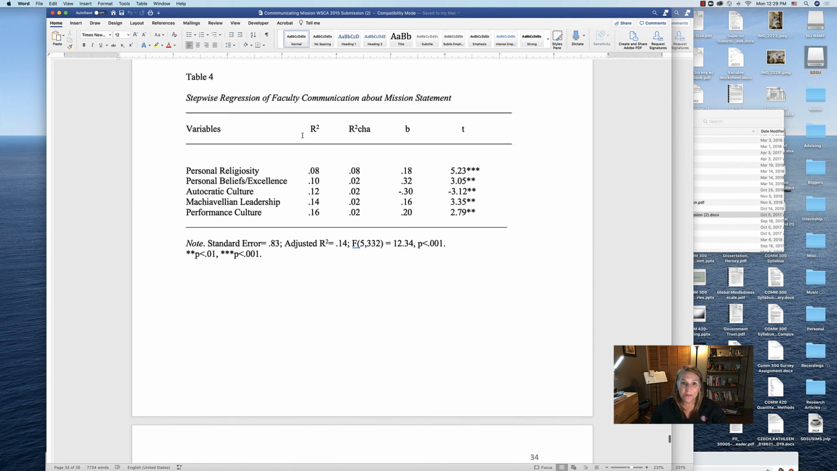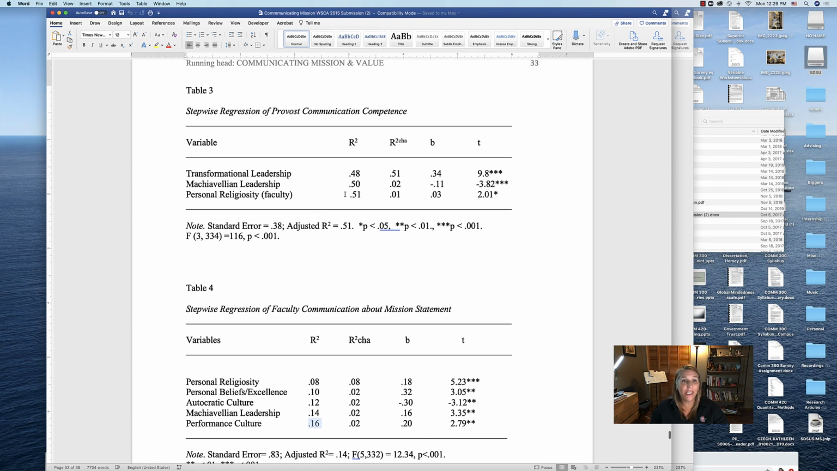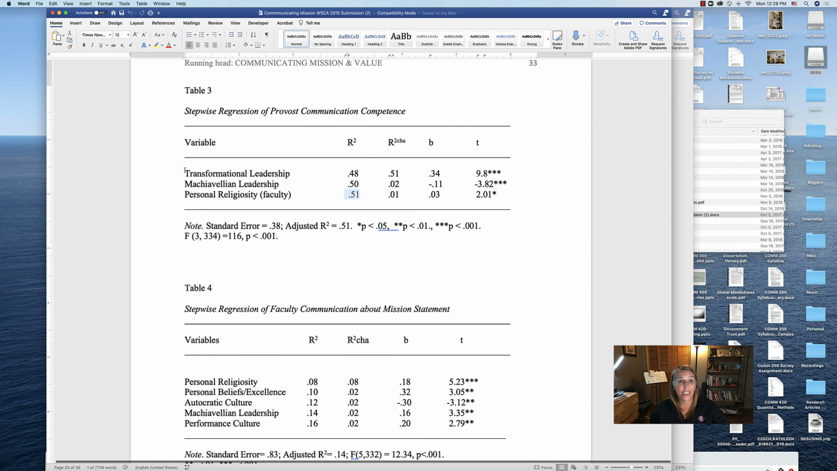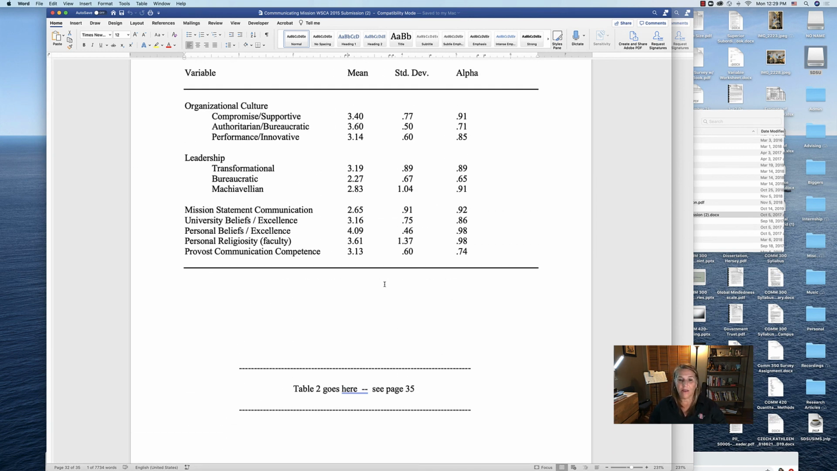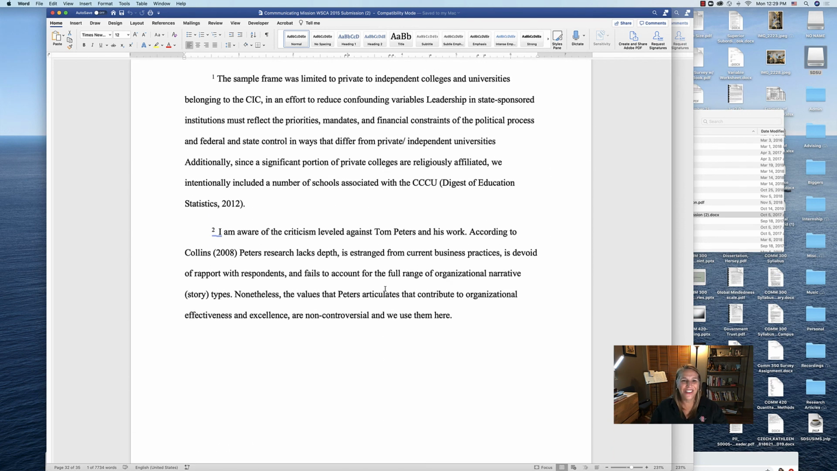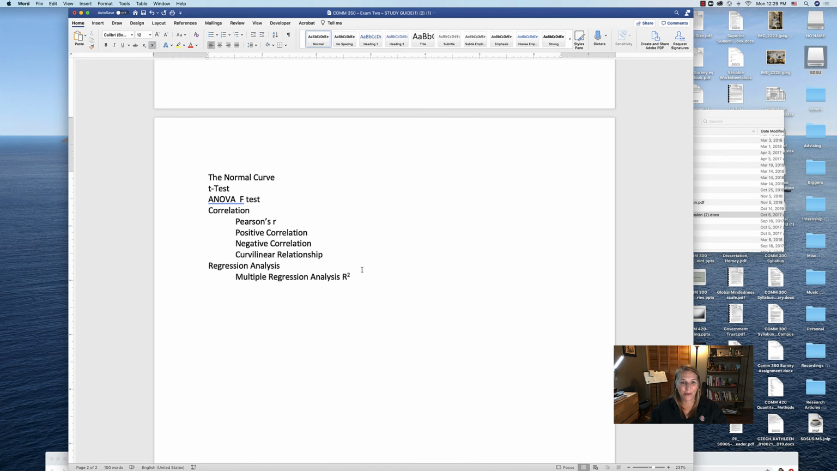All right, regression, R squared, you're looking for that bottom number on this table, because what's happening is as you add in each variable, you're getting the total down here. Same here. Now this one was a much better regression. We explained 50% of what contributes to your provost's communication competence. Certainly it's whether or not they use transformational leadership, do not use Machiavellian, and are religious. 51%. That's what we explained. And apparently table 2 goes there, but those are the tables I want you to be able to read.